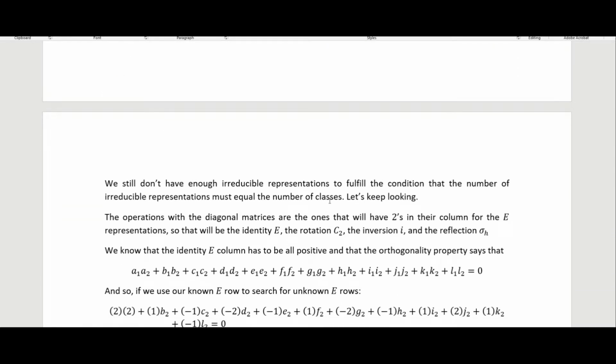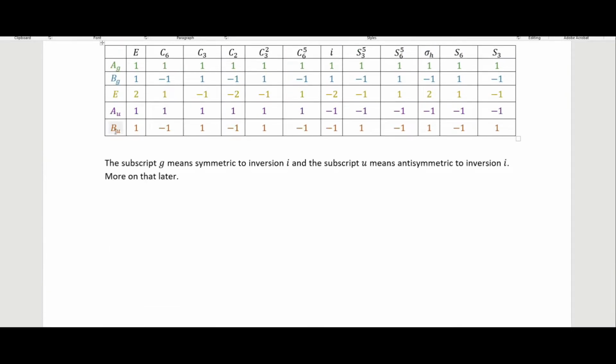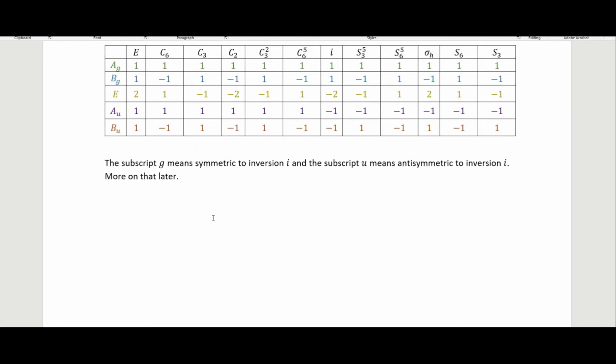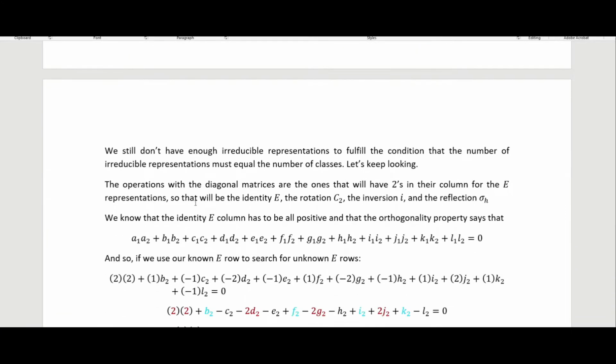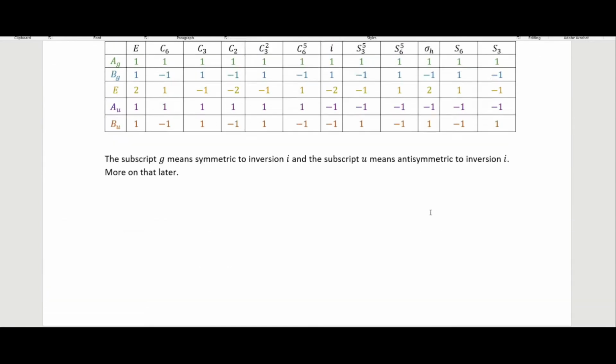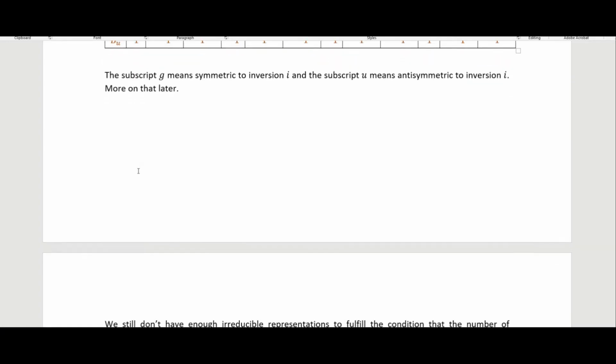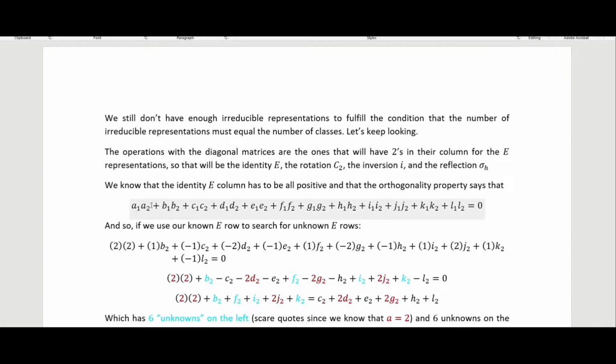So we still don't have enough irreducible representations. We have 5 of them here, and we need 12 if we want it to equal the number of classes up there. And so we can keep looking. So the operation of the diagonal matrices are the ones that have 2's in their columns. So we're going to look for ones that are E-type representations here.